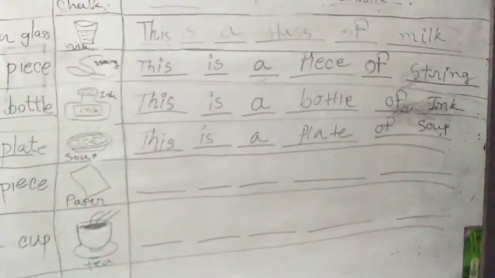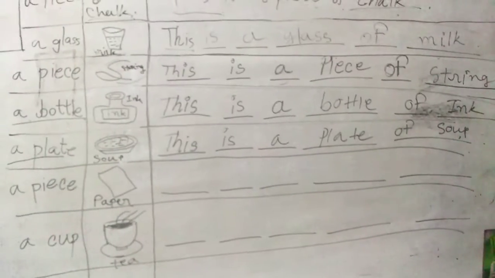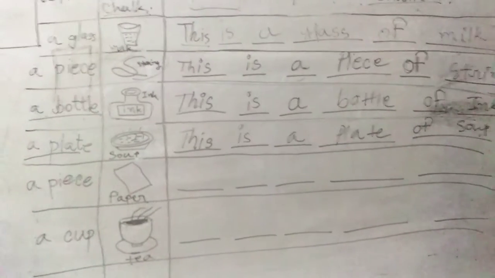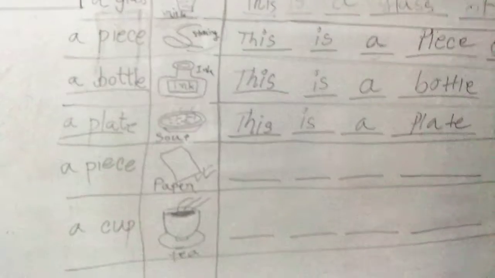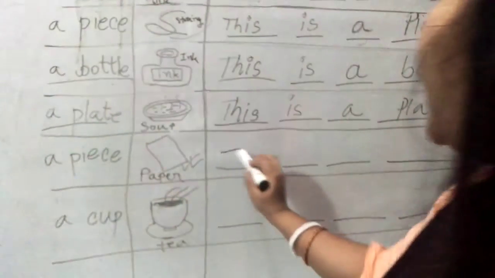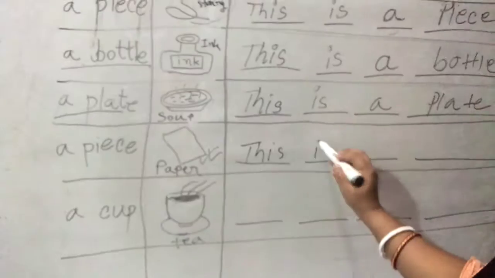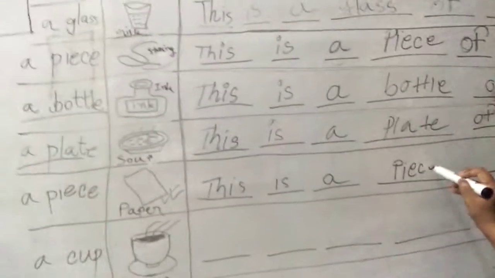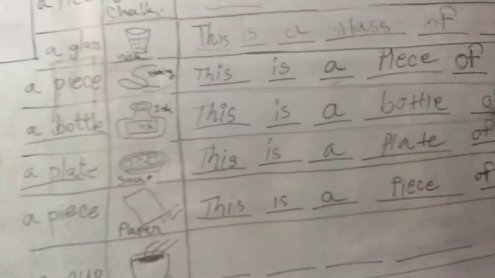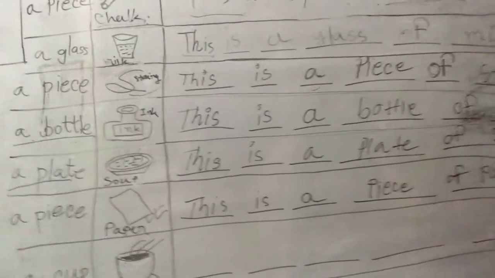Now coming to the next, it's a piece. It's a piece, and the picture says that it's a paper. It's a white paper. So this is a piece of paper. Okay. So see, in this way, the last one will be a similar one.